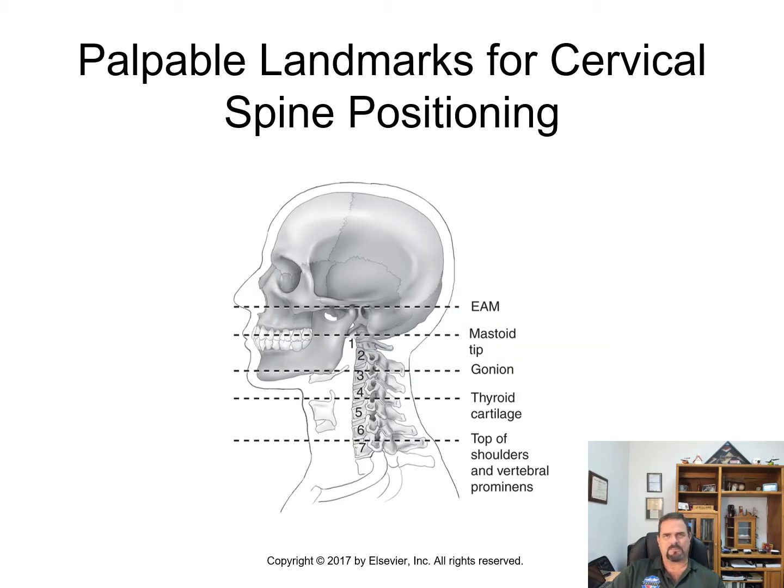All right, so palpable landmarks for cervical spine positioning. You have your EAM, your mastoid tip, your gonion, your thyroid cartilage, and then the top of the shoulders and vertebral prominence is where we begin with C7. So these are your different positioning landmarks for your cervical spine.